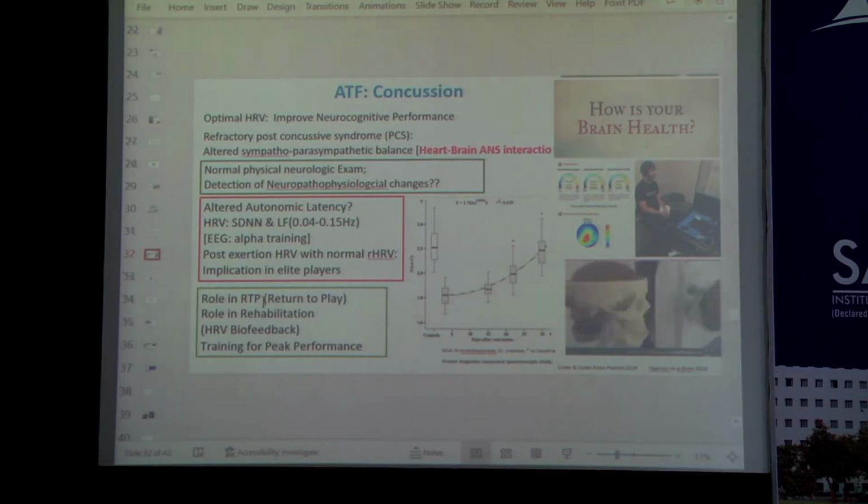There is also something known as alpha training, the correlation of the EEG with HRV. For example, slow breathing: if you do slow breathing, your parasympathetic activity will come into play. That means your player is relaxing. And if you do the EEG, alpha waves will come. Alpha wave is something you see when you are relaxed. So you can do what is known as biofeedback.